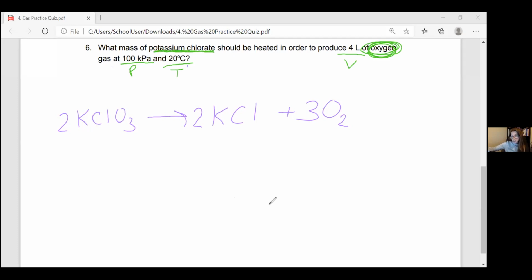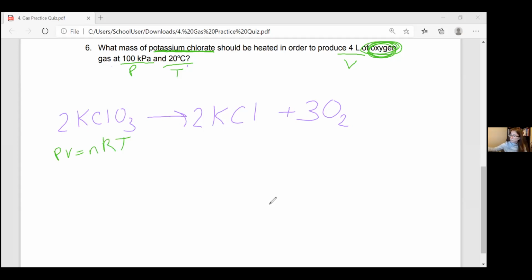So I'm gonna need a mole ratio in here at some point in order to go from having information about oxygen to about potassium chlorate. So if you follow our Stoich rules, find moles, mole ratio, find the answer. The only information I have to find moles are pressure, volume, and temperature. So I'm gonna start with PV equals nRT.